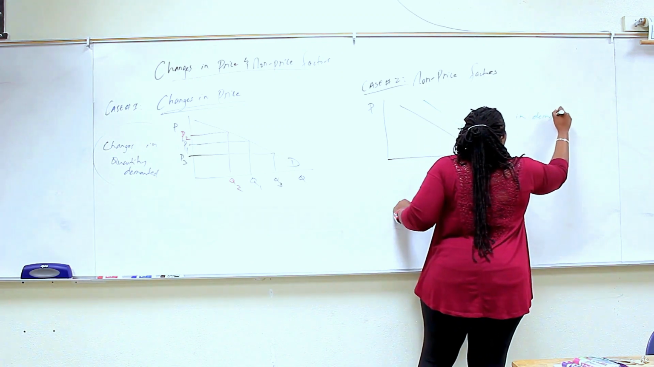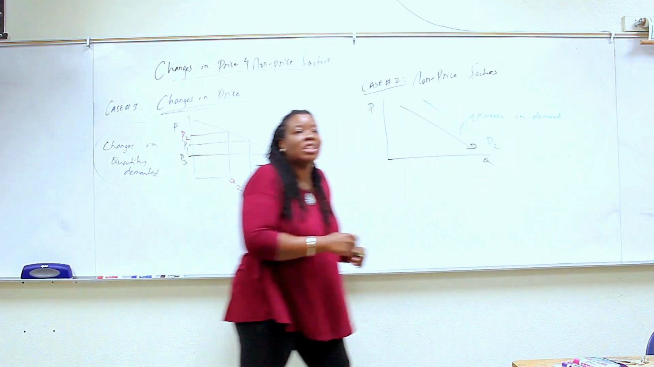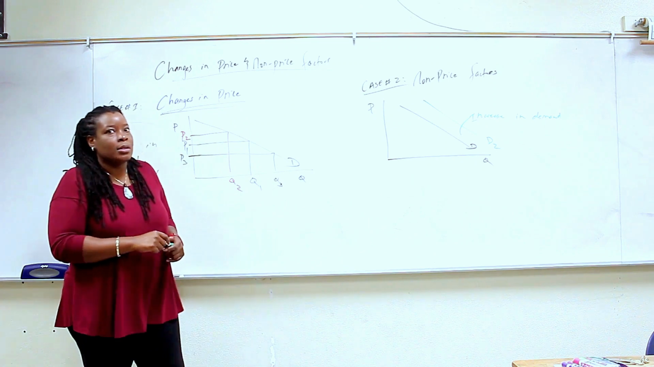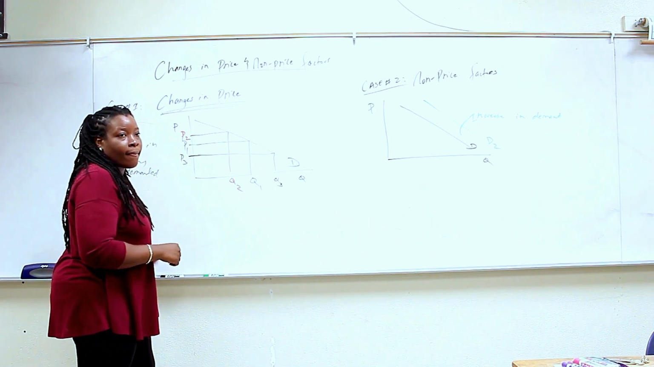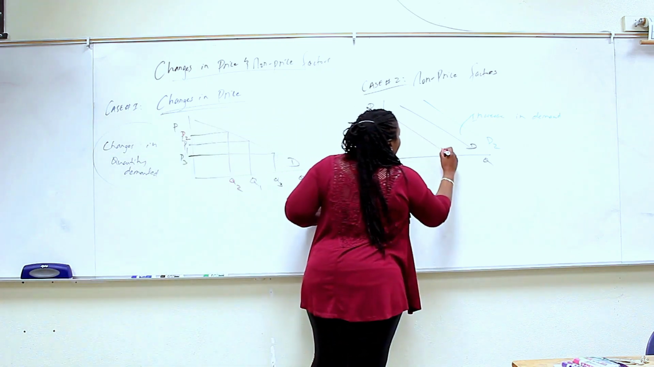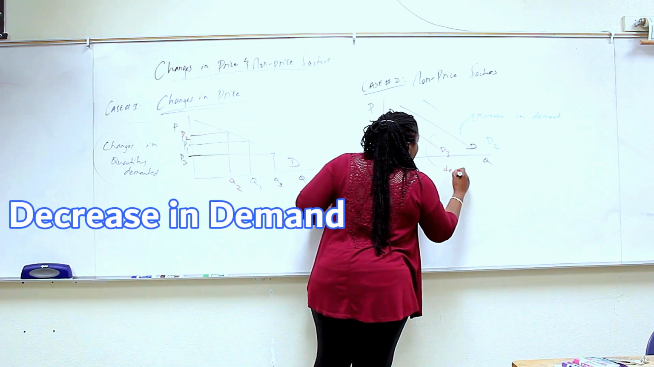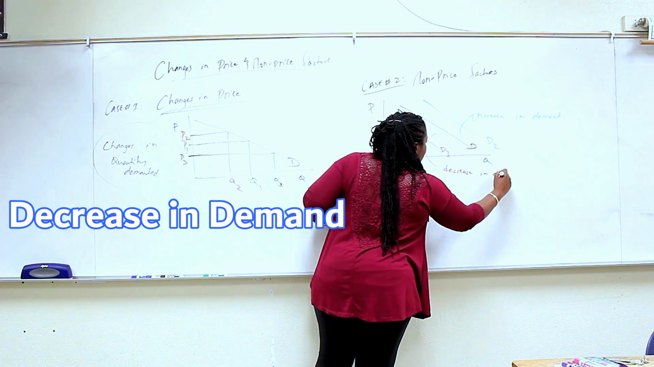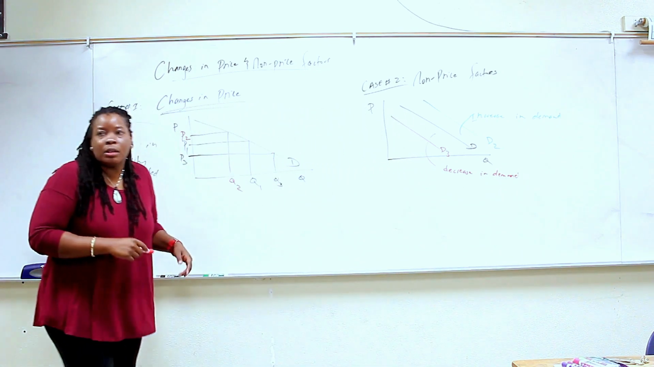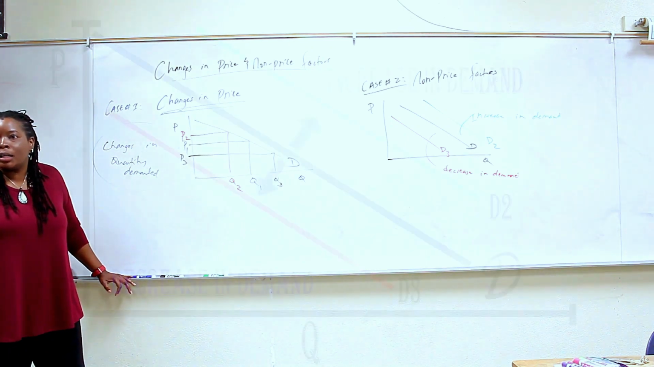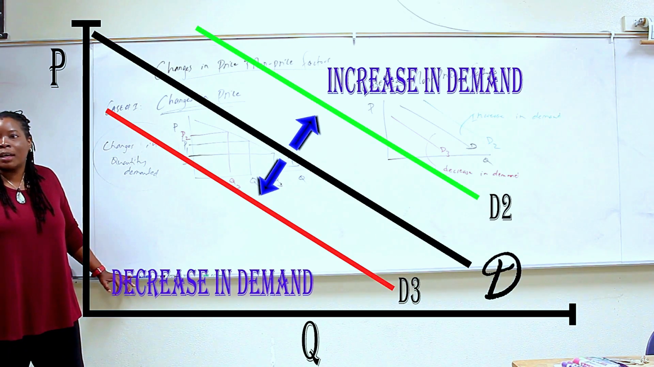And the language reminds us that we have a change in demand. What about the decrease? How do I show that? Very good. Shift it to the left. This is a decrease in demand. Right is an increase, left is a decrease, for all variables that are not the price of the good in question, but they affect demand.